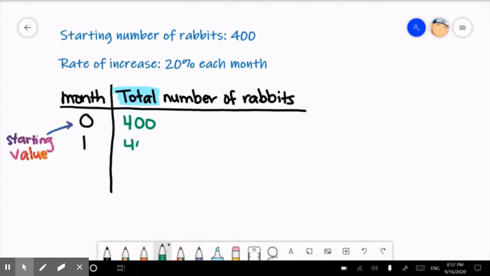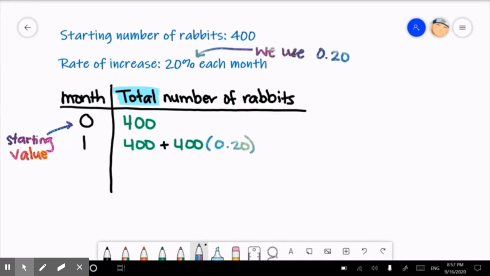Now let's look at the first month. We've got the 400 from before, and then a 20% increase. I get this 20% increase by multiplying by 0.20. And I get that 0.20 from the 20% rate of increase.